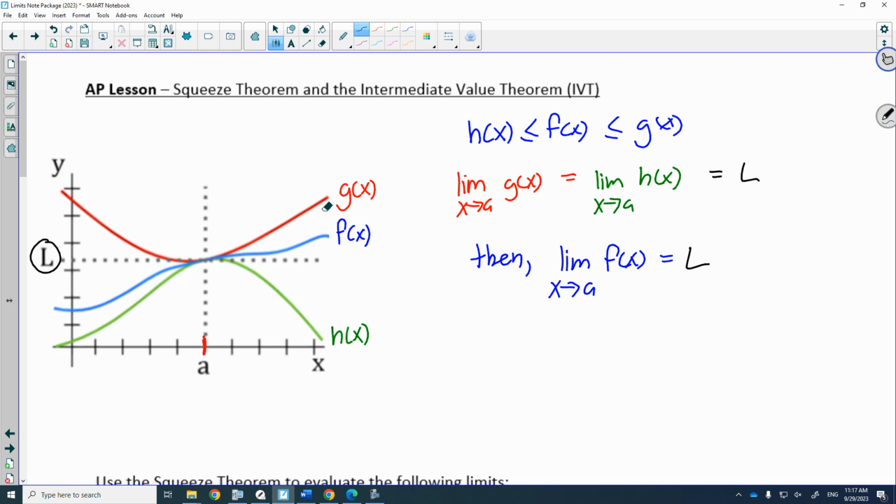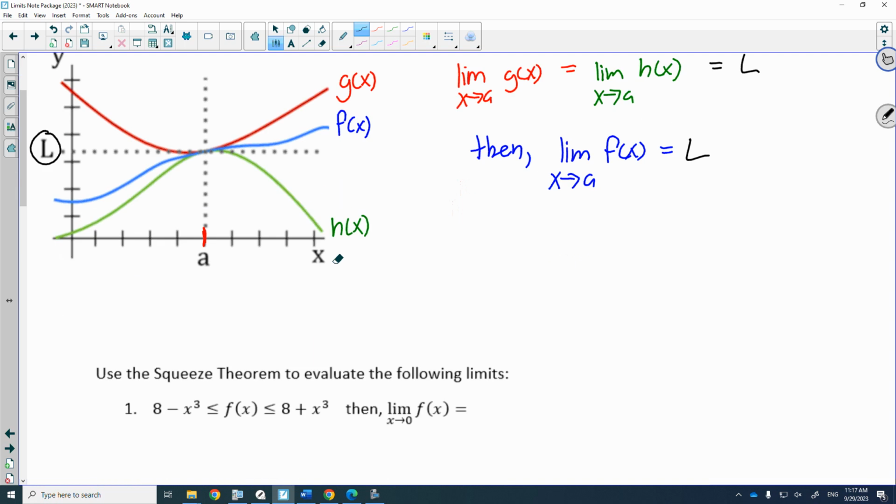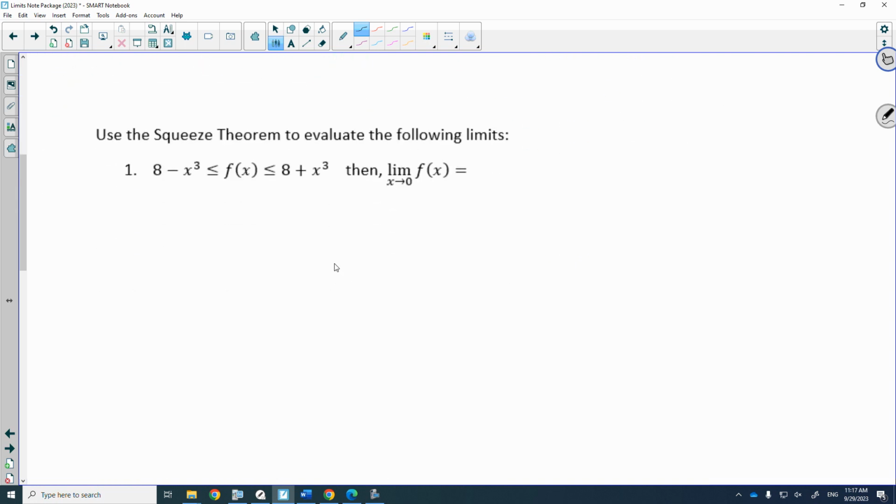So if the limit as x approaches a of g of x is equal to the limit as x approaches a of h of x, then according to the squeeze theorem, the limit as x approaches a of f of x, because it's being squeezed in between these two functions, is going to have the exact same limit. Okay? So let's use the squeeze theorem to show this.